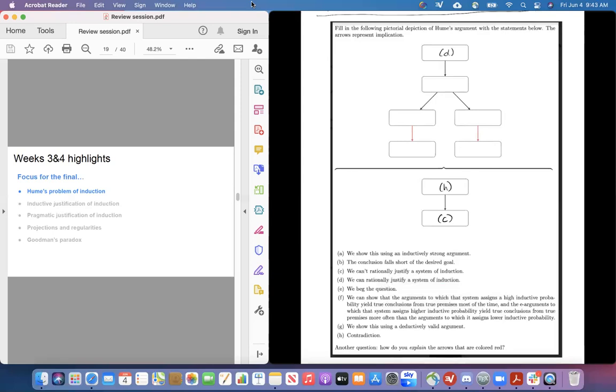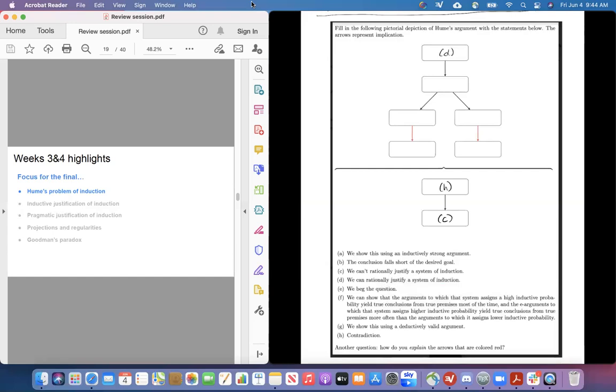So how do we proceed? It goes, we can rationally justify a system of induction. We're going to do some reasoning. We're going to derive a contradiction. And it follows that we can't, after all, rationally justify a system of induction. That is the structure of Hume's argument. So we've got to fill in these other five.